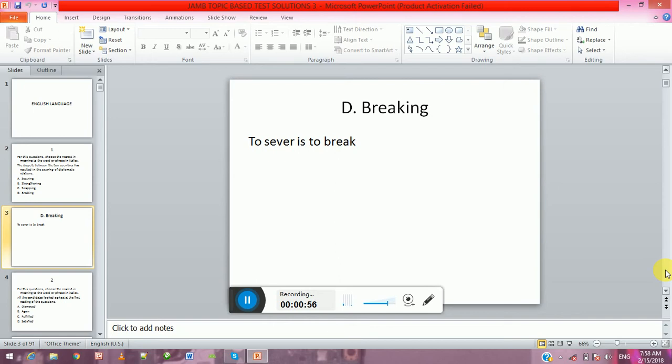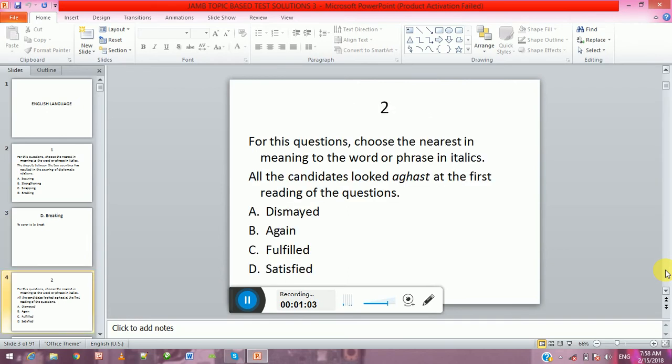Breaking. To sever is to break. So D is the nearest meaning. Breaking is the nearest meaning to severing.